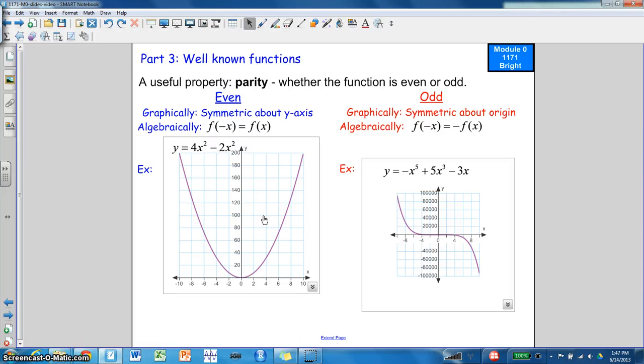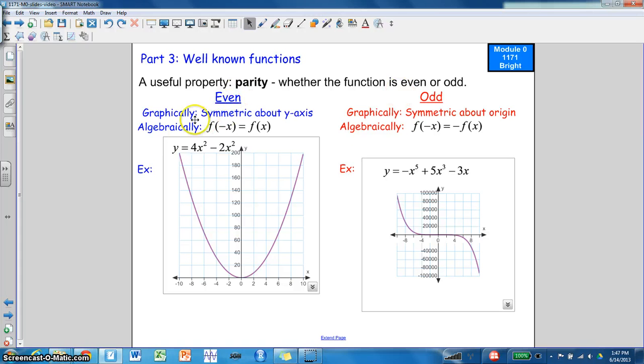We are going to continue our review of the pre-calculus material with our study of functions, and we're going to talk about parity, and then we're going to talk about polynomials in this video. So parity, really all the parity refers to is whether a function is even or odd.